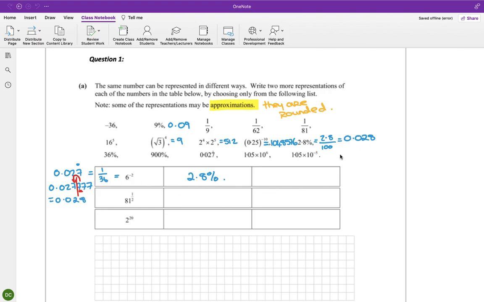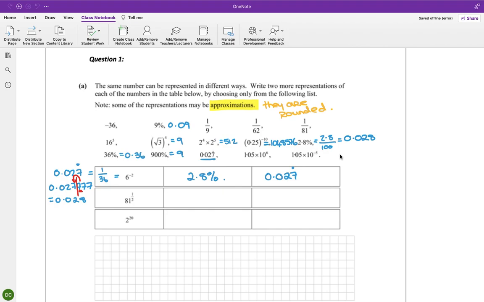So that works. 36% is 36 over 100. That's 0.36. 900% is 900 over 100, which is 9 again. Oh, look, 0.027 recurring. That's literally there. Can't believe I didn't see that. Right, so that's those two.